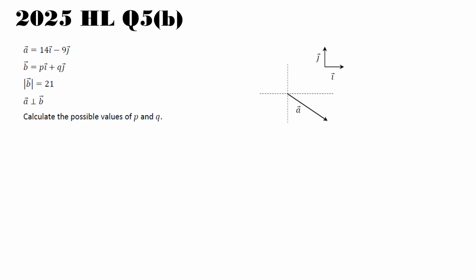Now, here's the thing. There are two possible answers here, because if we draw in B that's perpendicular to A, it can be up this direction, or equally it can be down this direction. So we're going to get two different answers for B. And that's really, really important. That means we're going to get two answers for P and two answers for Q. So let's work with the two bits of information we're given. The first is that we have the magnitude, and the second is perpendicular.